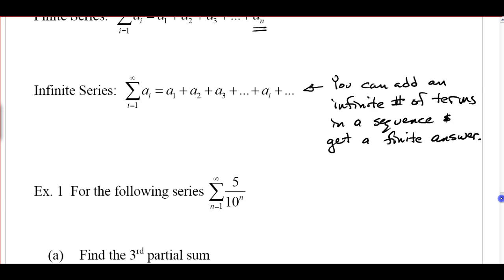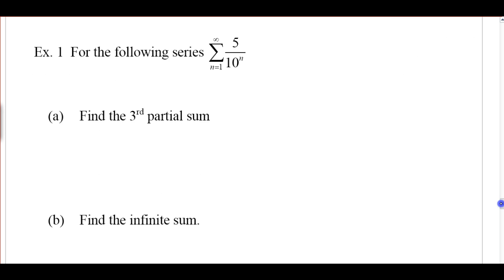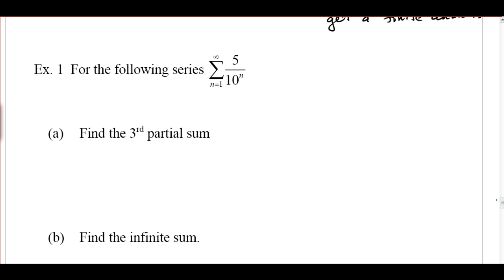Again, let's take a look at a couple of examples. Let's start with the sum as i goes from 1 to infinity of 5 over 10 to the n. When I say find the third partial sum, really what I'm asking you for is the sum of the first 3 terms.